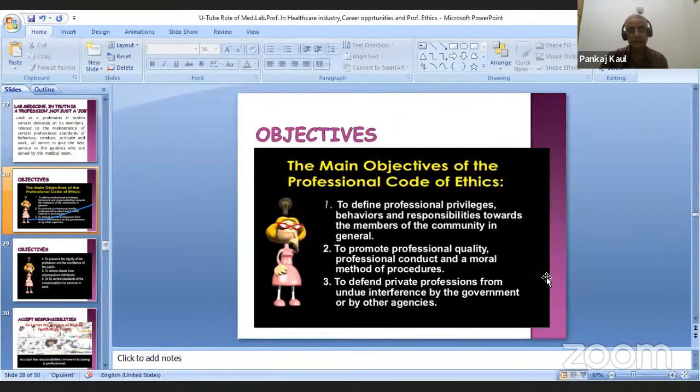As far as the objectives of this profession are concerned, there are a few main objectives of the professional code of ethics. There must be professional privileges, behaviors, and responsibilities towards members of the community, to promote professional quality, and to defend private professions from undue interference by the government or by other agencies.